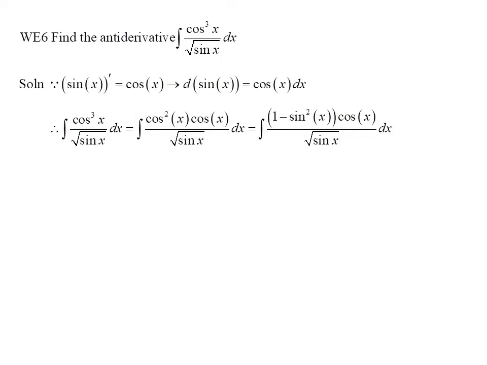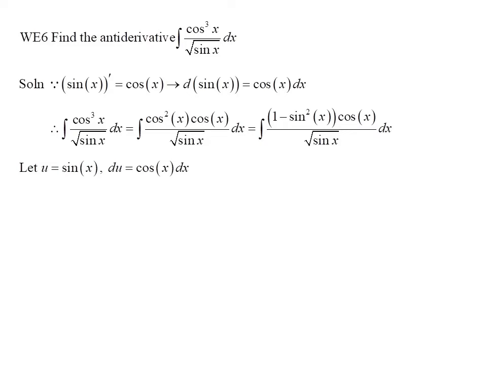Example 6 is to find the antiderivative of the integral of cos cubed x over the square root of sine x dx. Since the differentiation of sine x is cos x, d sine x equals cos x dx. The integrand function, cos cubed x over the square root of sine x, is transformed to the square of cos x times cos x over the square root of sine x, which can be written as 1 minus the square of sine x, in parentheses, times cos x over the square root of sine x.